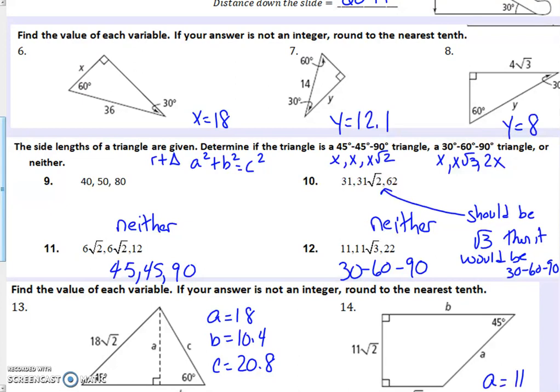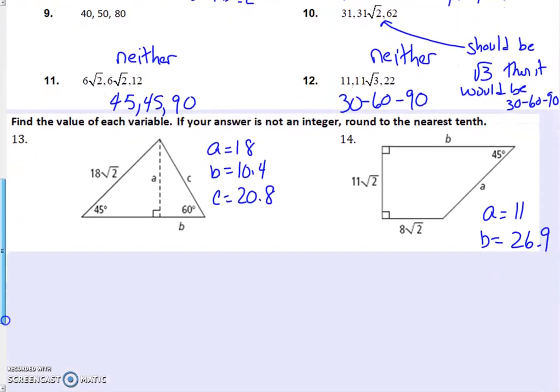Problems 9 through 12, you're trying to determine is it the 45, 45 from yesterday's notes, or is it 30, 60? If you look at number 9, it does not fit either pattern. If you check using the Pythagorean theorem, it does not check. Number 10, if that had been a radical 3 instead of a radical 2, that would have been a 30, 60 right triangle. Otherwise, it's neither.